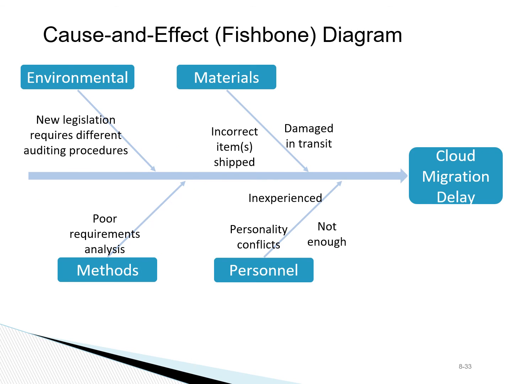When we find issues with a process and we need to improve it, then cause and effect, sometimes called fishbone or Ishikawa diagram, is a good way to brainstorm on causes from the environment, material, methods, or people on that process.